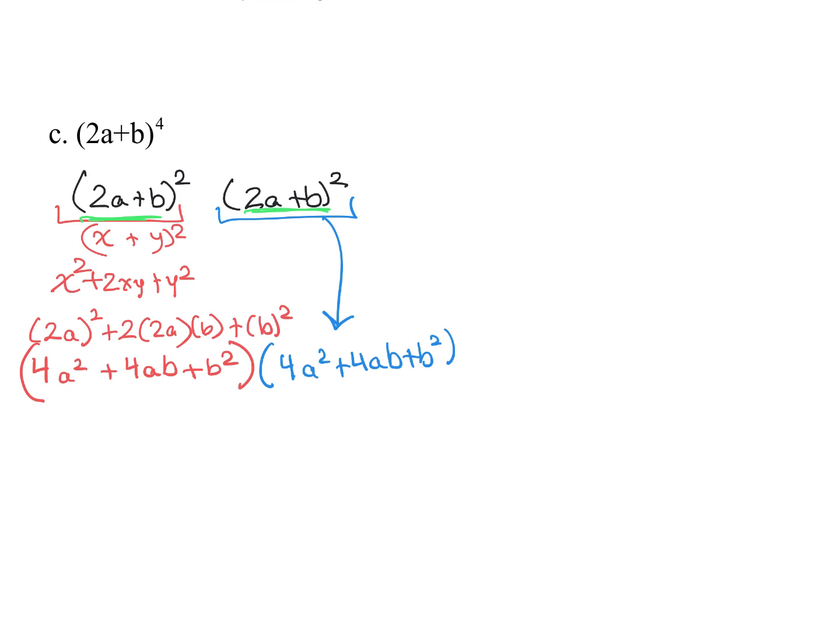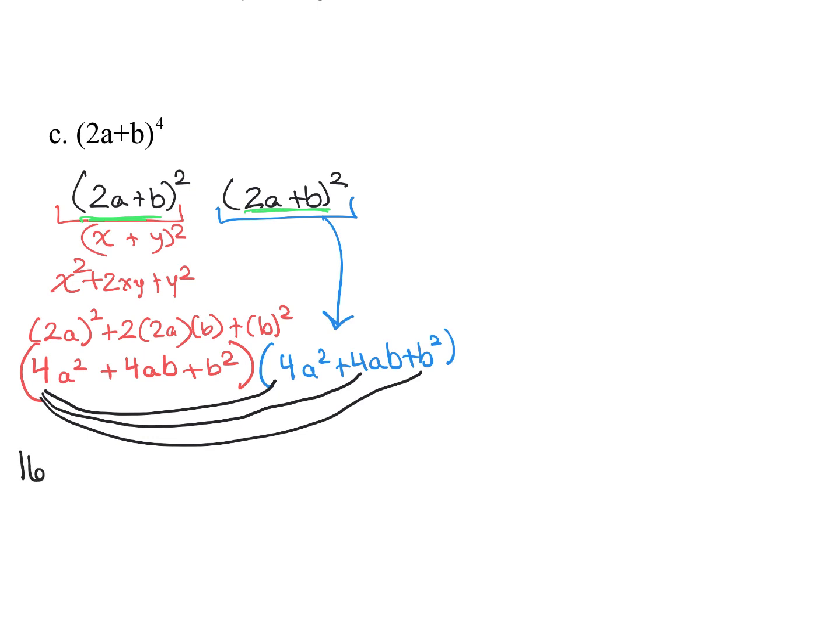And then what I'm going to do is I'm going to FOIL this out. Well, not FOIL, but I'm going to distribute this all out. You can do the box that we did earlier or not. I'm just going to do 4a times 4a squared, 4a squared times 4ab, and do 4a squared times b squared. So when I do that, I'm going to get 16a to the 4th plus 16a cubed b plus 4a squared b squared. And then I'm going to keep going.